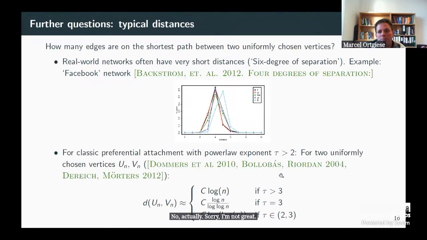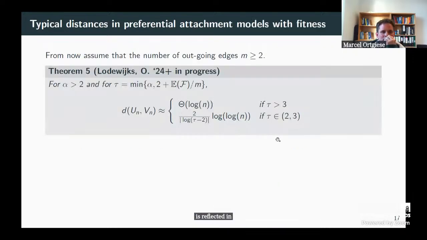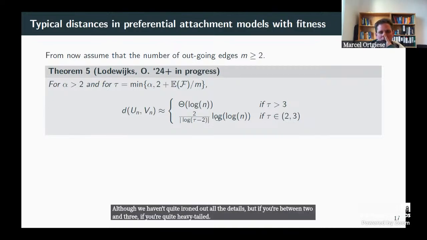Okay, so one of these pictures is reflected in our model. This is a theorem in progress, so you should take it with, well, we're working on it. And the result is what you expect. If you're not too heavy-tailed, then distance should be of order log n, although we haven't quite ironed out all the details. But if you're between 2 and 3, if your degree distribution is quite heavy-tailed, you get log log n.